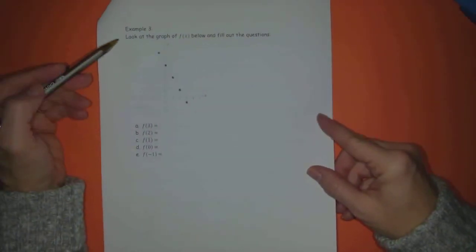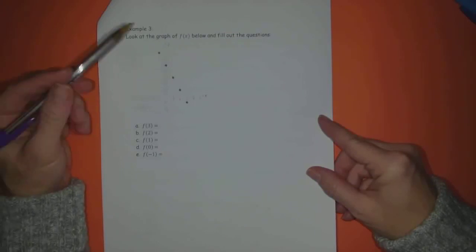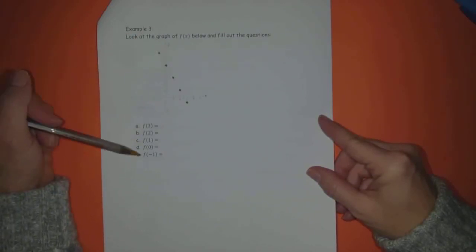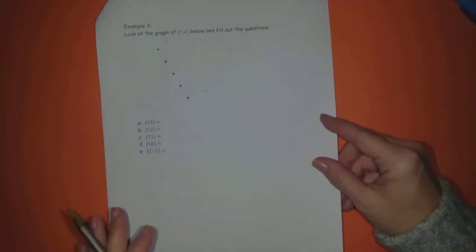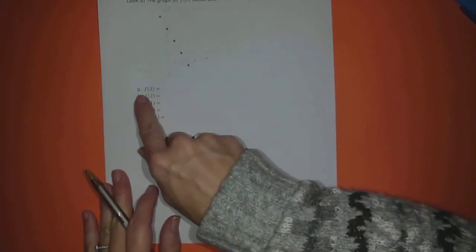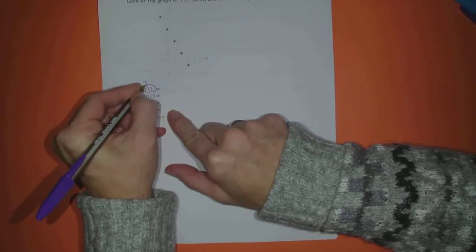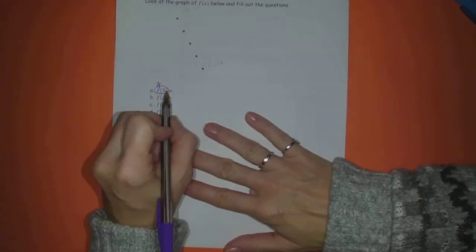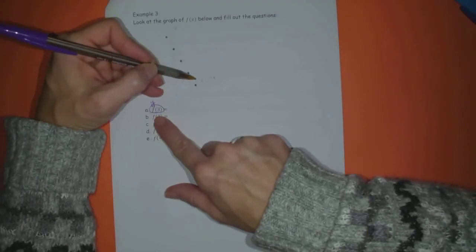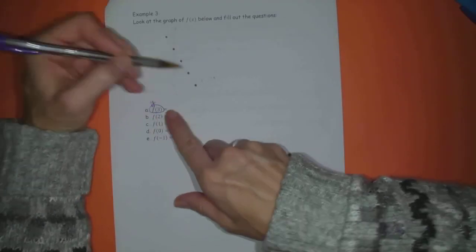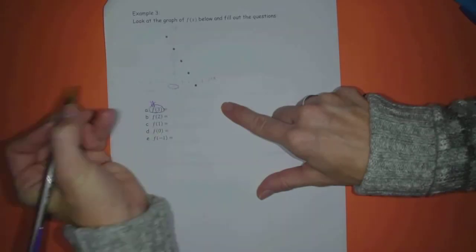Okay, last but not least, this one says, look at the graph of f of x below and fill out these questions. So now we're going to fill out by reading a graph. So let's look at letter A, f of 3. This means what is the y value when x is 3? So I'm going to go to x equals 3 right here. I'm going to grab the y value, which looks to be negative 1.